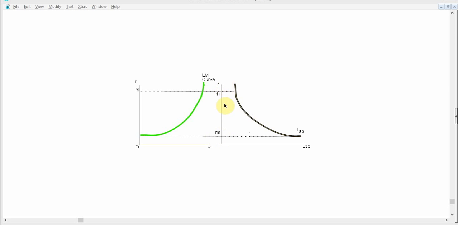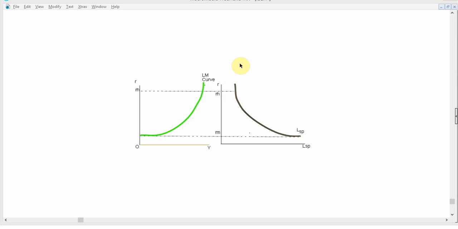Between RM and RH interest rates, the speculative demand for money curve is downward sloping. Due to this downward sloping speculative demand for money curve, the LM curve becomes upward sloping in this range, and this is called the intermediate range.